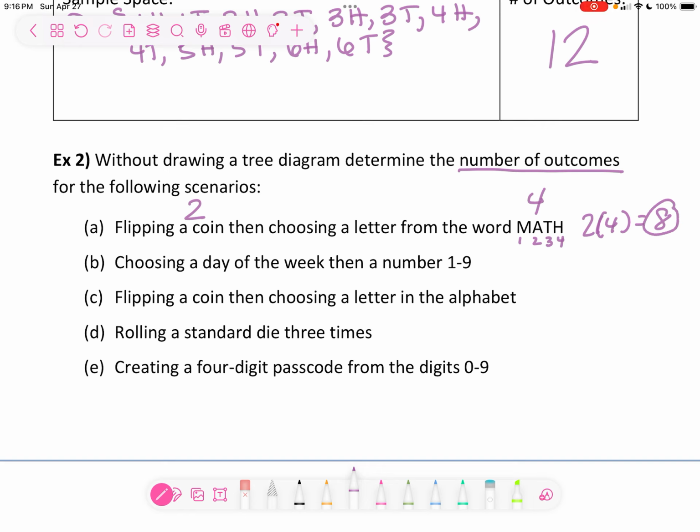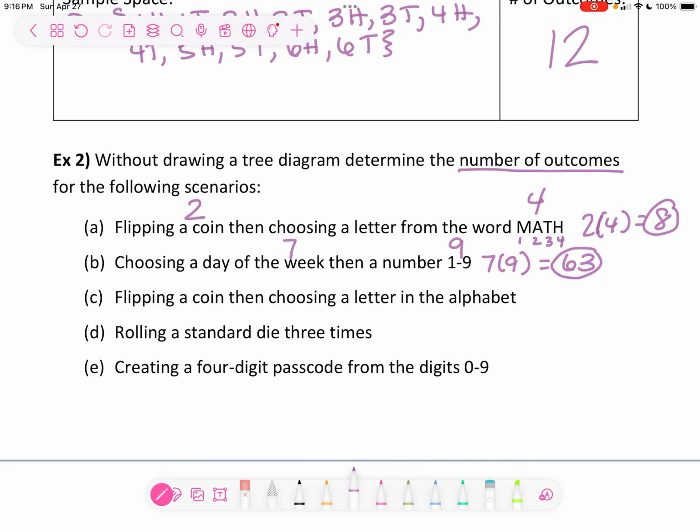Let's do the same thing again. Choosing a day of the week. Well, there's 7 days in a week. And then a number 1 through 9. The numbers 1 through 9 are 9 of them. So there would be 7 times 9 possible outcomes if we were to do this. And 7 times 9 is 63.